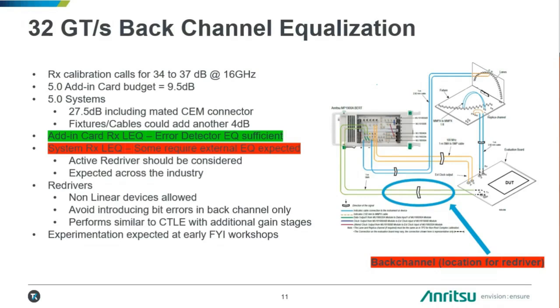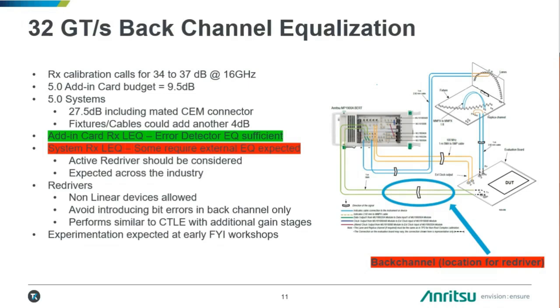This is mostly focused on systems. So for add-in cards performing the RX link equalization testing, receiver testing, we don't expect any sort of equalization on this back channel. However, for systems we do. The Anritsu BERT has a highly capable error detector with very good quality equalization. But across the industry, we do expect to need this when testing systems, given that lossy back channel.